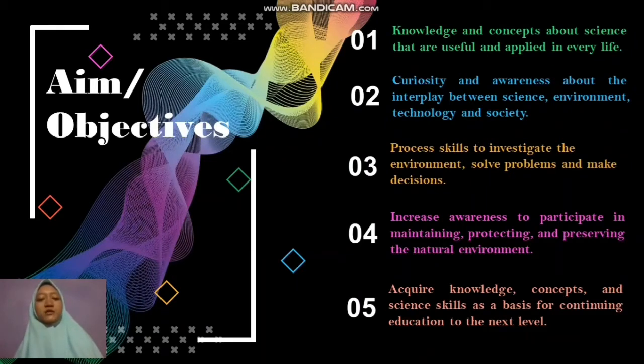And process skills to investigate the environment, solve problems, and make decisions.